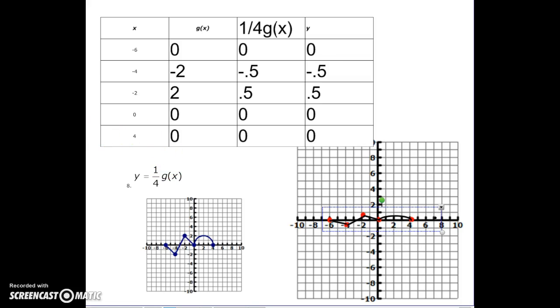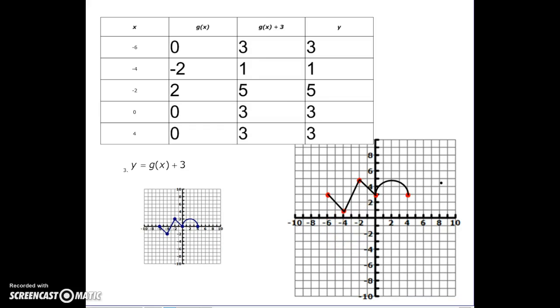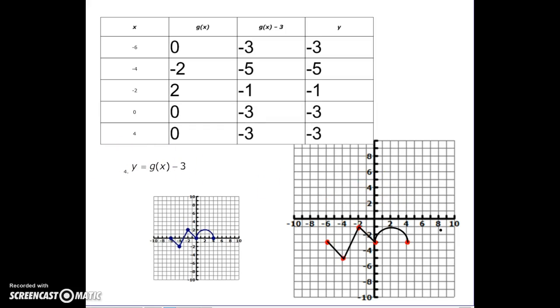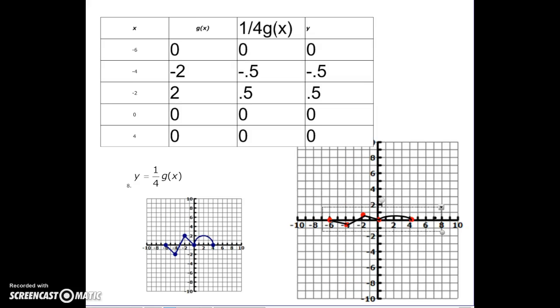So we run back through these last ones. Number 1, when you take the opposite of the function, it flips vertically. Number 3, adding to the function shifts up. Number 4, subtracting from the output shifts down. Multiplying the output by a coefficient greater than 1 would expand it vertically or stretch it vertically. And number 8, a coefficient of less than 1 would compress it vertically.